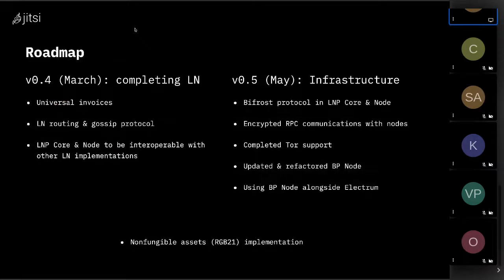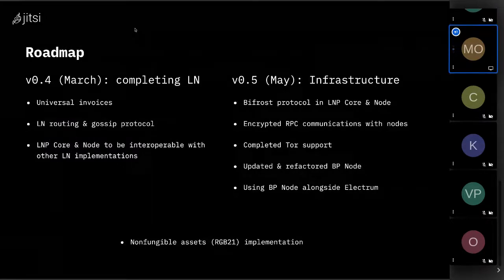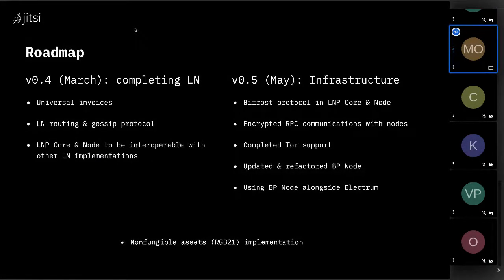A few notes on the further roadmap, which is we plan to have version 0.4 around March. The core concept with this version will be completing Lightning Network support and Lightning Network related stuff. So we plan to have the universal invoices, which we were discussing two calls ago. These invoices allow you to create RGB on-chain, Lightning Network Bitcoin, and Lightning Network RGB payments and invoices with a single format. It will contain Lightning Network routing and Gossip protocol, so it will be able to interoperate with other Lightning node implementations and do multi-hop payments and the rest. So those are big plans for the next release.